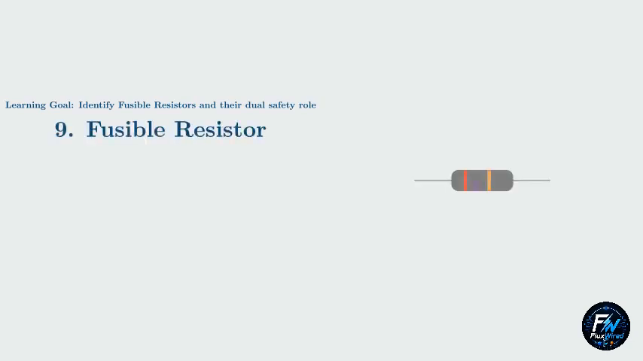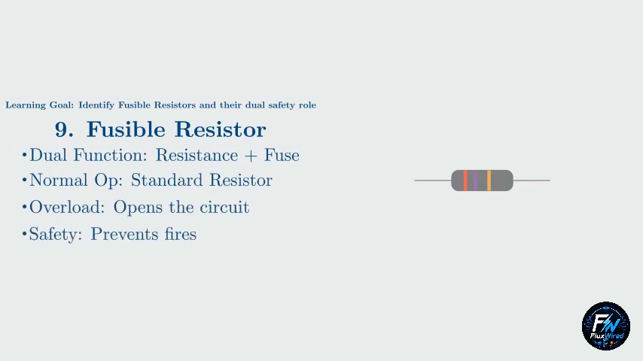In some circuits, a component needs to be both a worker and a bodyguard. This is the role of the fusible resistor. A fusible resistor is a specialized component designed to protect a circuit. Under normal conditions, it behaves exactly like a standard resistor, limiting current to a specific value. However, if there is a fault and the current exceeds a safe limit, the resistive element inside is designed to melt or open in a controlled way.